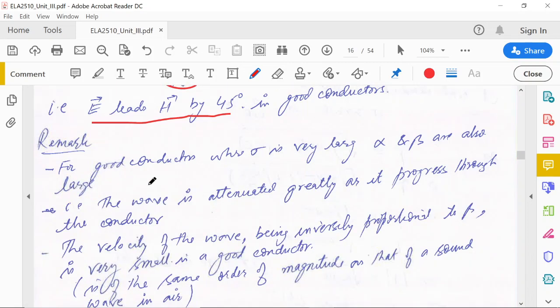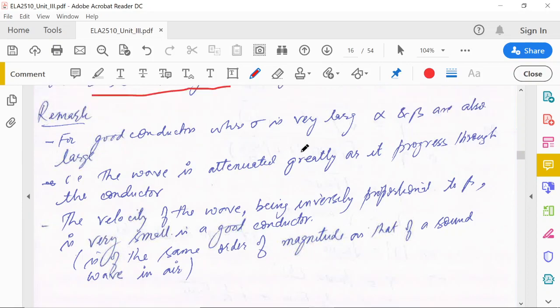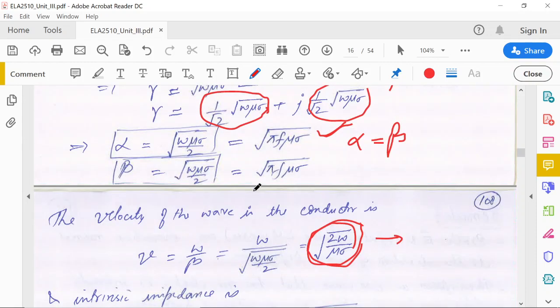So what have we concluded here? In a good conductor, gamma is very large, and alpha and beta are also large. The wave is attenuated greatly as it progresses through the conductor because alpha is very high. The velocity of the wave, being inversely proportional to beta, is very small in a good conductor. Because beta is very high, the velocity is very small, of the same order of magnitude as that of a sound wave in air. This is an important conclusion for good conductors, where the ratio sigma over omega epsilon is very high.